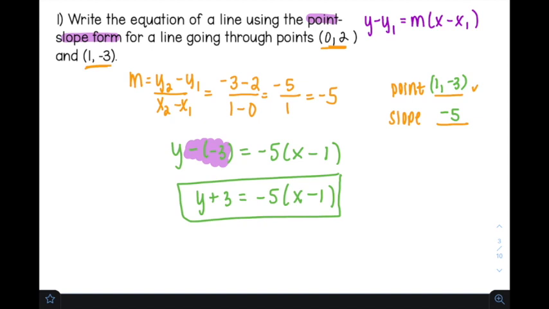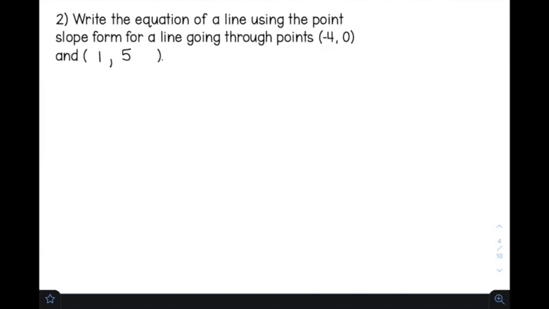Okay, let's try the next problem. Number 2, we're also given 2 points. We need to again find our point slope form. I'm going to write it on my side just so I know, and it also gets me practicing memorizing it myself. So I need my slope, I need a point. I have to find my slope, and I have my point.